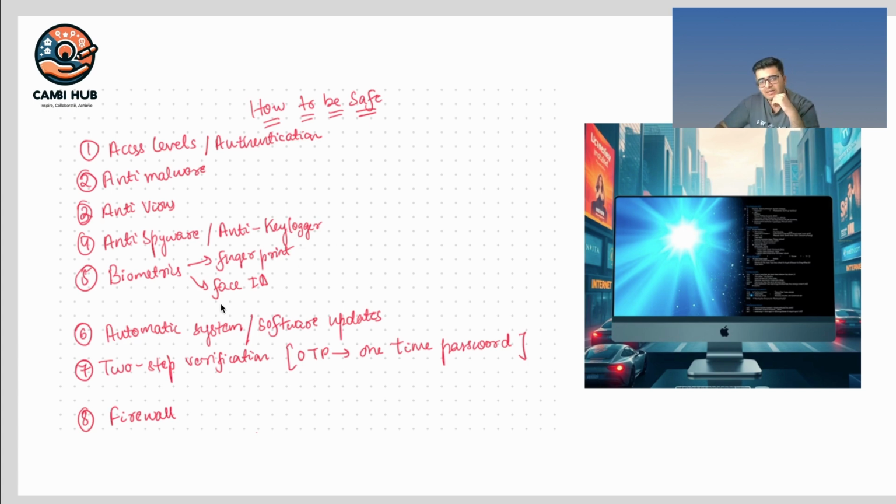You can put biometrics, right? Fingerprint or face ID scanners. You can put automatic system or software updates. Obviously, this is really necessary. You can put two-step verification, which is when you log in with your account, you get an OTP on your phone, and only then you enter the OTP, and only then can you log into your account.